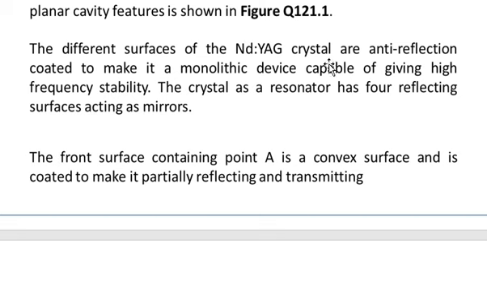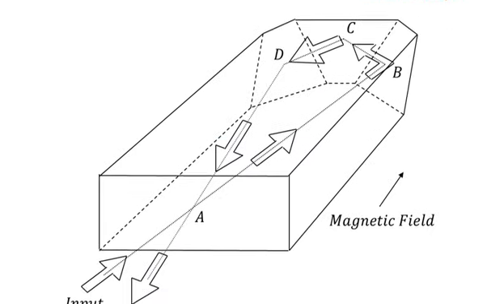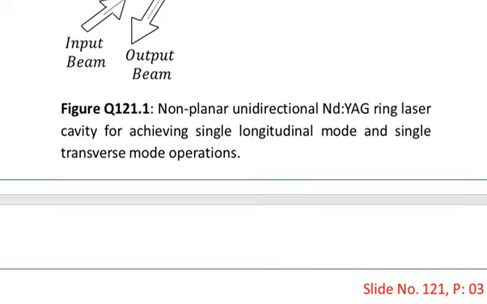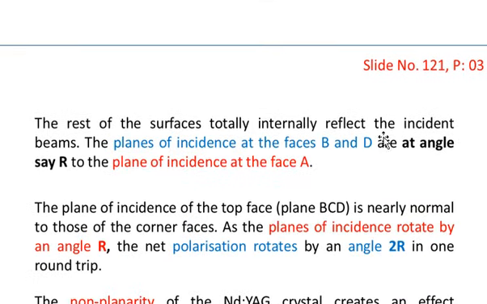The different surfaces of the Nd:YAG crystal are anti-reflection coated to make it a monolithic device capable of giving high frequency stability. The crystal as a resonator has four reflecting surfaces acting as mirrors. The front surface containing point A is a convex surface and it is coated to make it partially reflecting and partially transmitting. The rest of the surfaces totally internally reflect the incident beams.